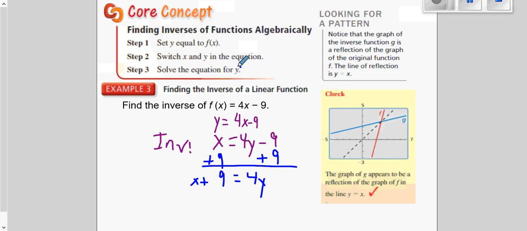We are solving for y, so we need to get the y by itself. Y is being multiplied by 4. How do we undo multiplication? Division. So divide both sides by 4, and we get y equals x plus 9 over 4, or we can write it as x over 4 plus 9 over 4.